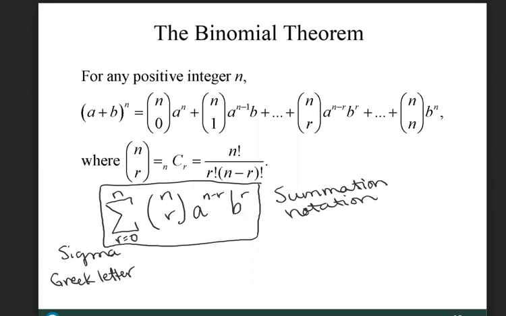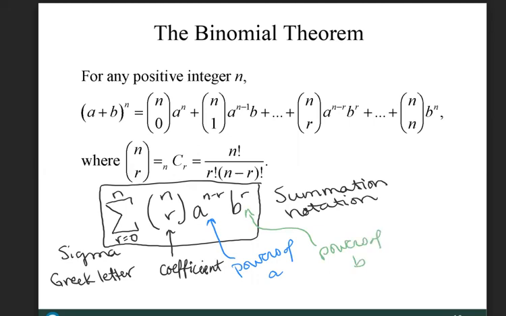So in this case, we're adding up. We have our choose value, that's our coefficient. And then we have our powers of A. And lastly, we have our powers of B. Okay, that's the binomial theorem. You don't have to know the summation notation, but you should be able to recognize what each part of it means. We're going to get more into detail with that in the next lesson.